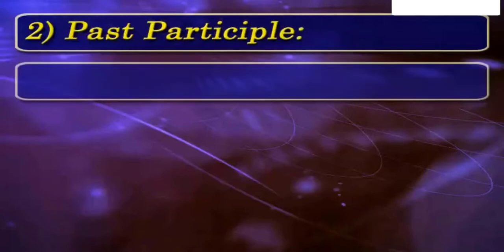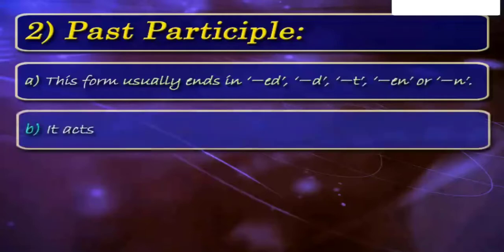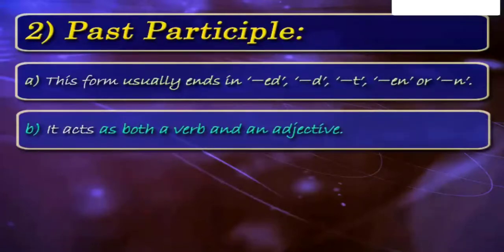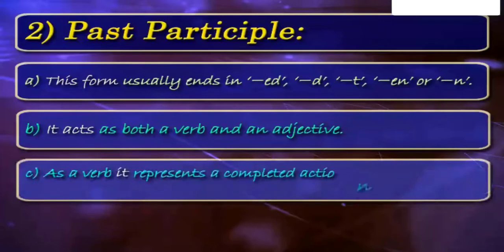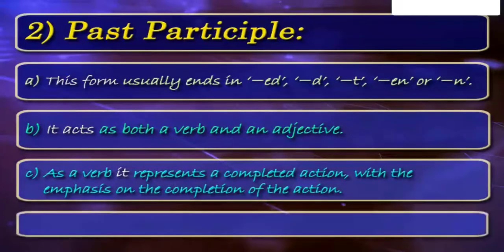Next type of verb is past participle. A. This form is generally used to end in ed, d, t, n, or n. B. It is used to act both as a verb and as an adjective. C. It is used to represent an action that has been completed, emphasizing on the completion of action as a verb. I have eaten my lunch. Here, the past participle form of the verb eat indicates the completion of action.